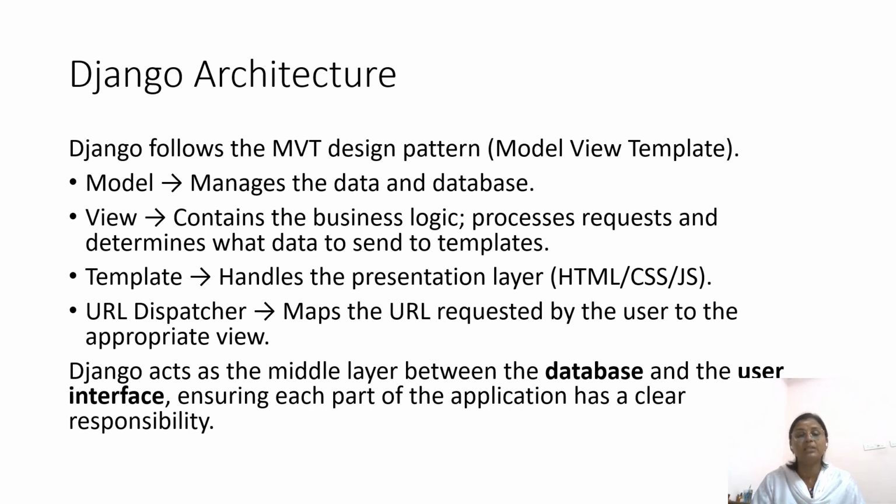We have many templates. That presentation layer is handled with templates and the URL dispatcher. After completing model, view, and template, the URL dispatcher gives a complete view to the users. This process happens for every Django web application. Django acts as a middle layer between the database and the user interface, ensuring each part of the application has a clear responsibility for user and database interaction.